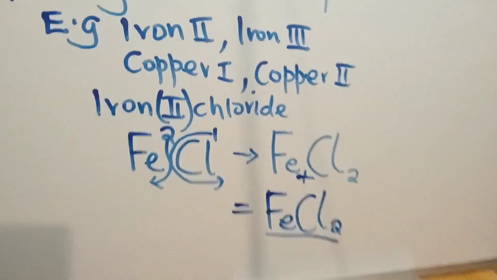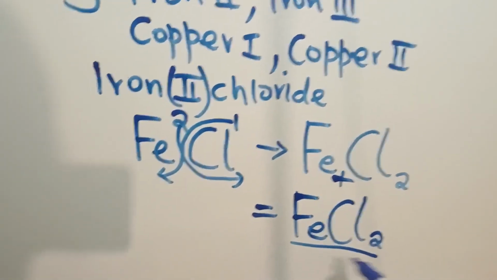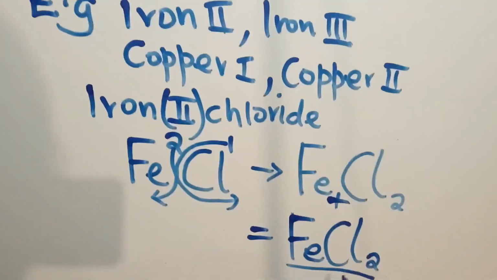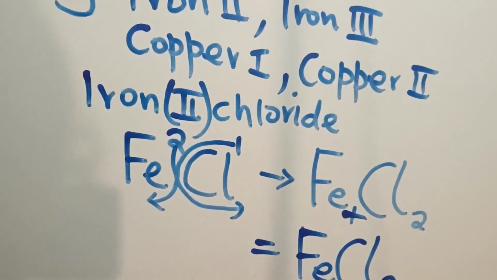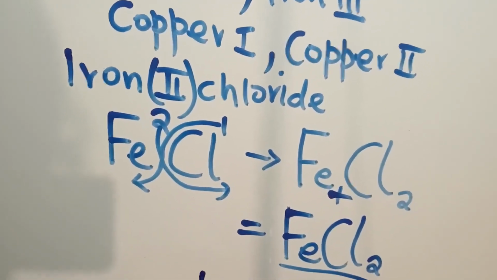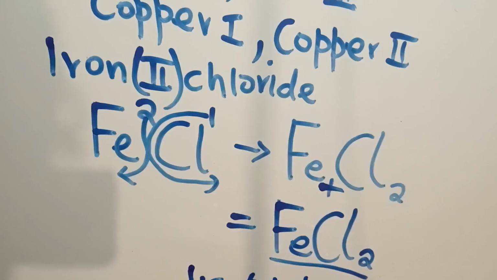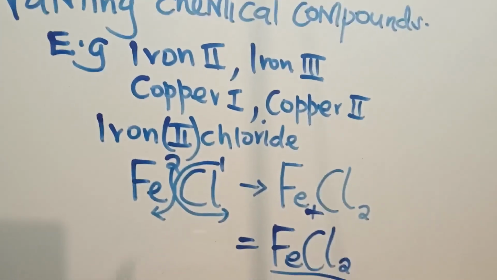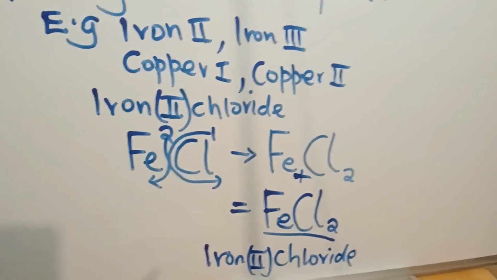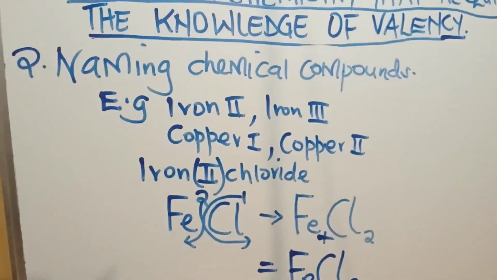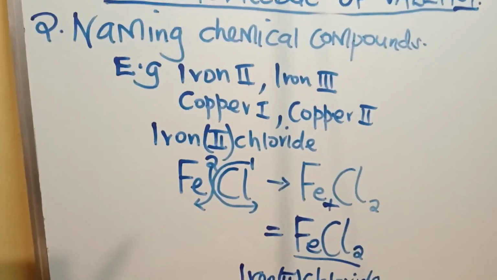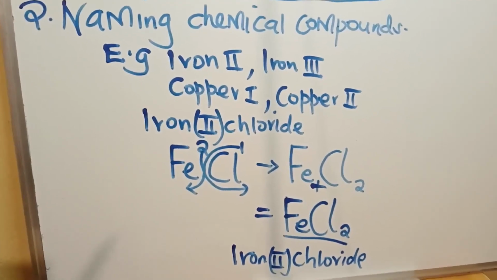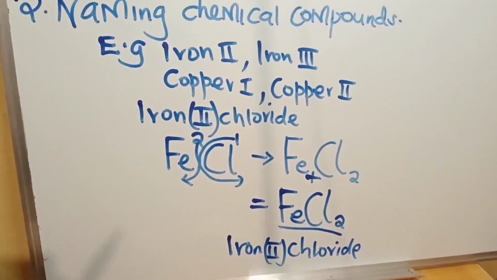And you end up with the correct formula. After you have written the correct formula, you are able to give the name. Because you used iron when it had the valency of 2, this becomes iron 2 chloride. So if you had used the iron that has a valency of 3, it would have been iron 3 chloride. So in the naming of chemical compounds, you can now try writing the formula for iron 3 chloride, and then write the correct name.